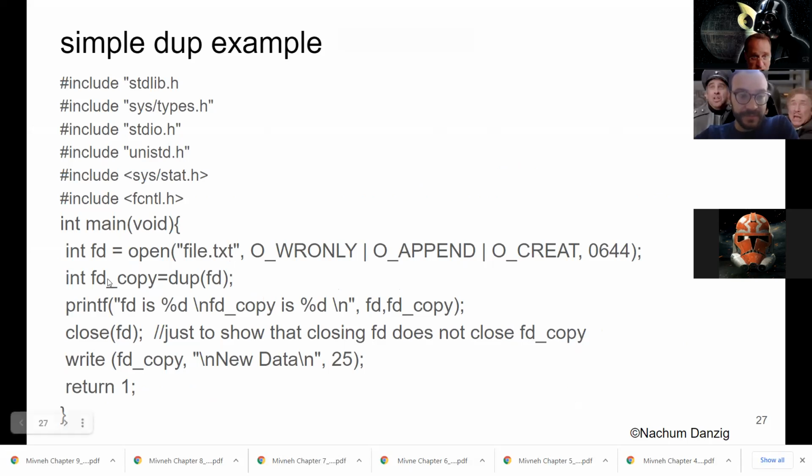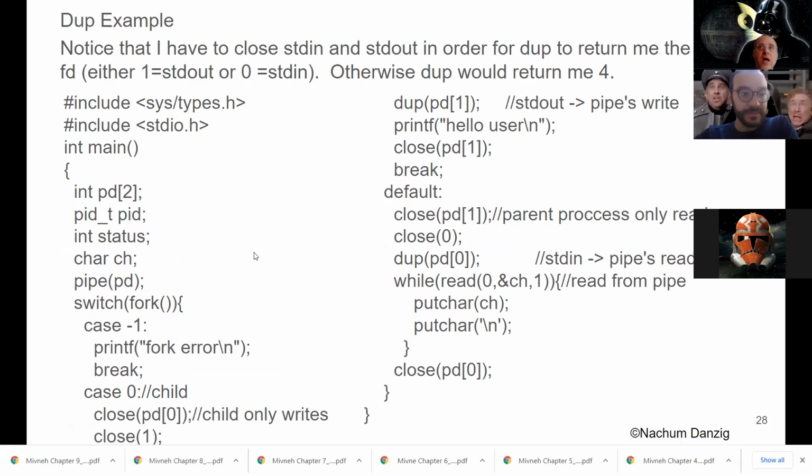We made a copy of the file descriptor by simply giving the FD that we got from open to dupe, and now we got an FD copy, and this is a different number now. This is maybe 4 or 5, and that's going to also point to the same file. So if I write to 4 or whatever number I got in FD copy, it'll also go to the file. Fair enough.